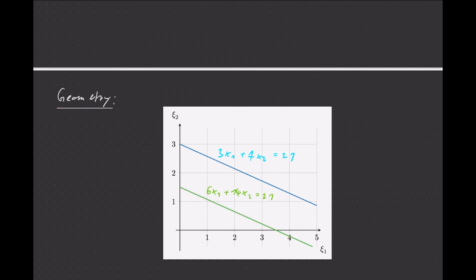So if we're looking for a solution that solves both equations simultaneously, we're looking for a point that lies on both lines simultaneously, and there is no such point. These lines do not cross. So a system like this in two-dimensional space corresponds to two parallel lines. And again, there are similar things in higher dimensions, and we'll talk about this in future videos.